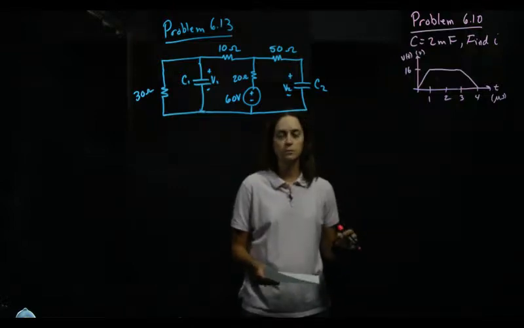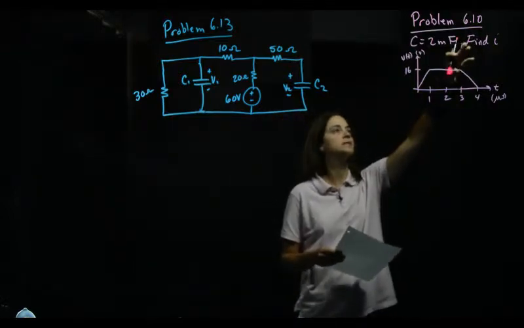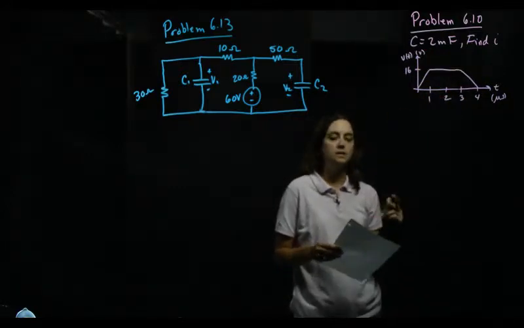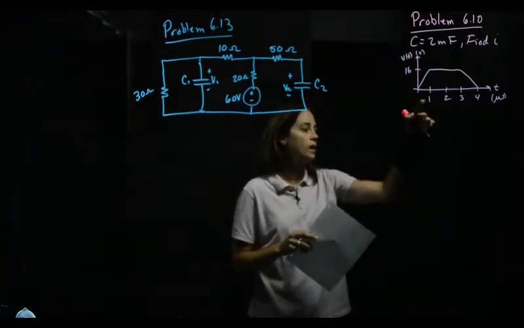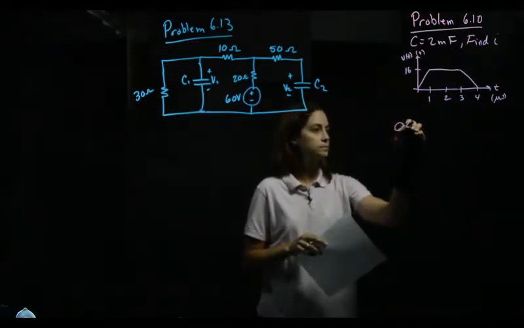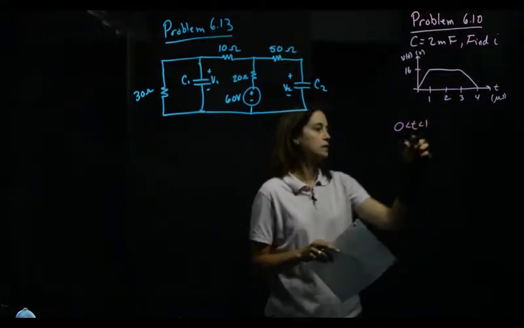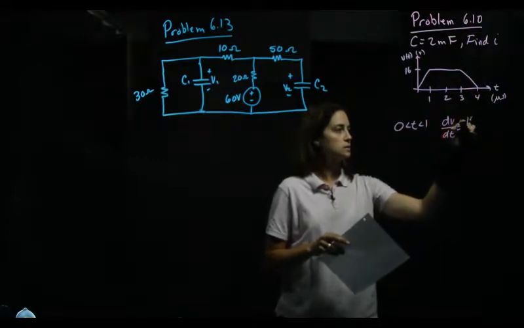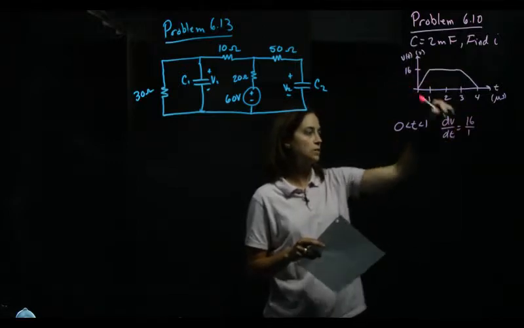A couple example problems from section 6.2. So here's problem 6.10, and we're given this curve, which is our voltage, and we're asked to find our current. Well, between 0 and 1 second, we go from 0 to 16. So our dV by dt is 16 over 1. So it went up 16 volts in 1 second.